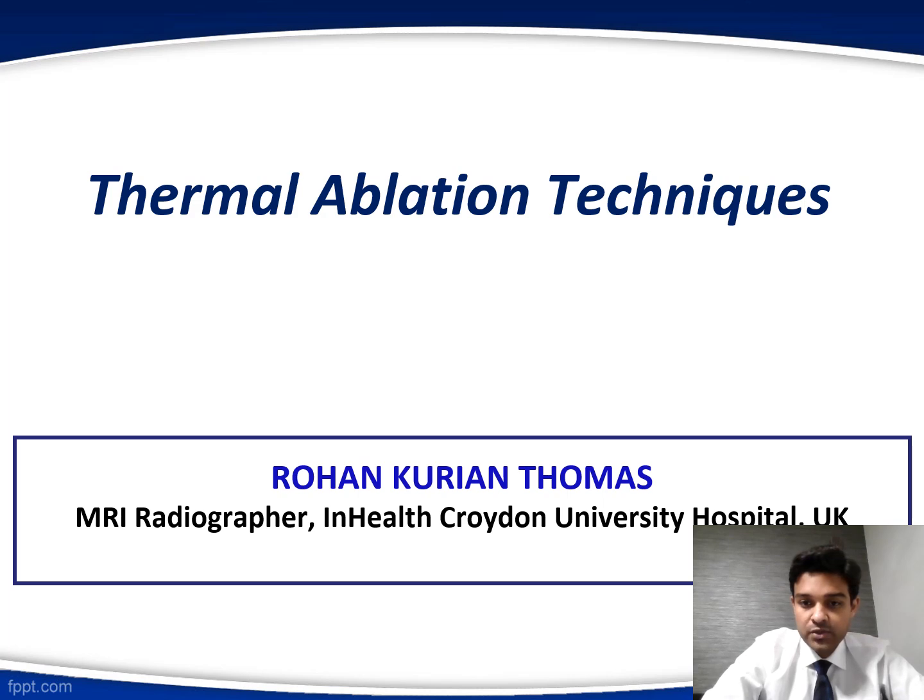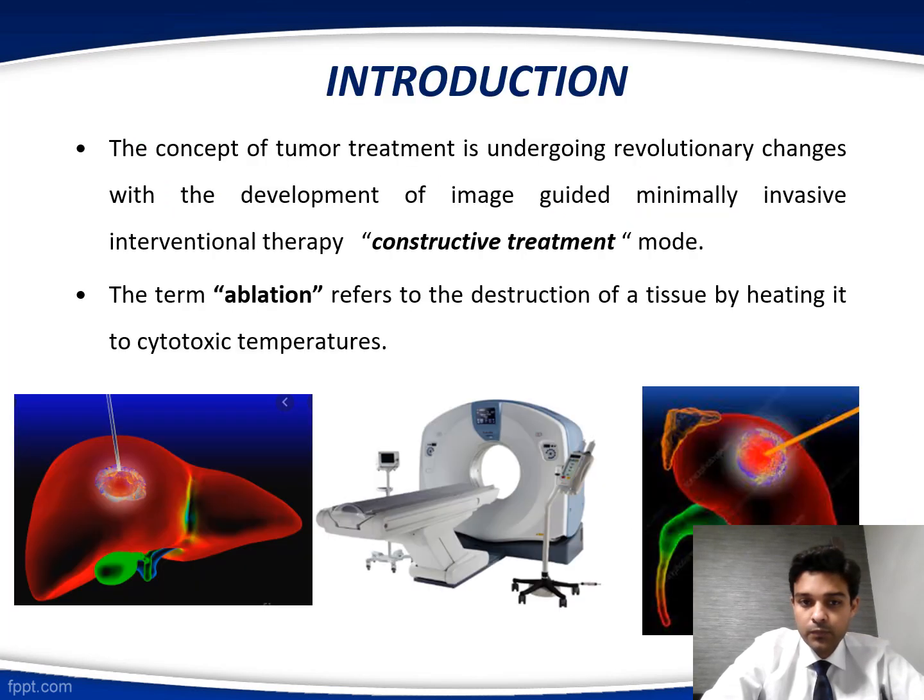Now let us begin with the introduction. The term ablation refers to the destruction of a tissue by heating it to cytotoxic temperatures. Ablation involves the use of chemicals or thermal energy delivered directly to the tumor to achieve necrosis. Temperatures in excess of 60 degrees Celsius are known to cause relatively instantaneous cell death, while temperatures from 50 to 60 degrees Celsius will induce coagulation and cell death in a matter of minutes, depending upon the temperature and previous thermal injuries.